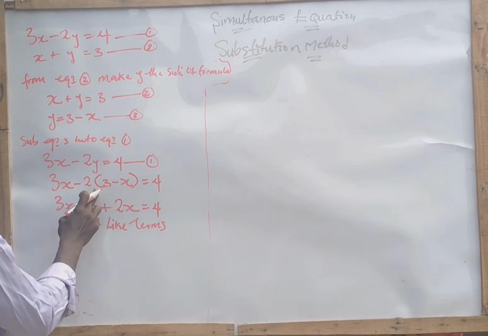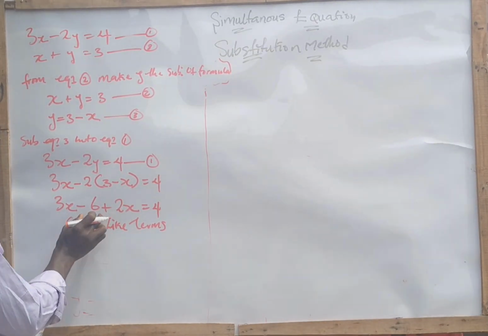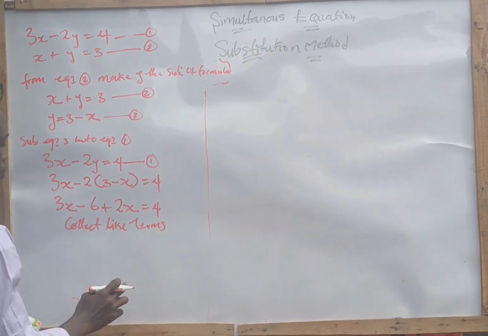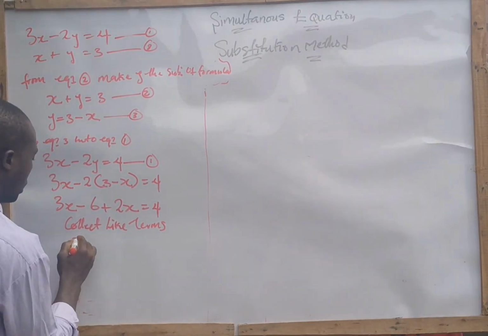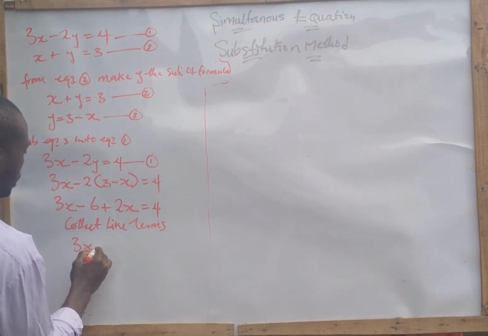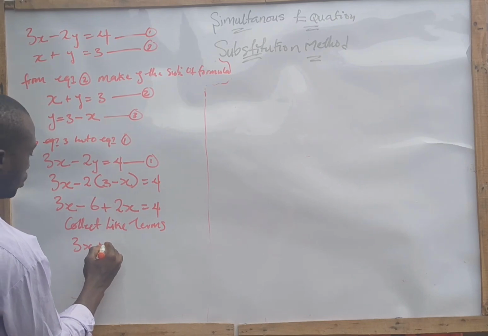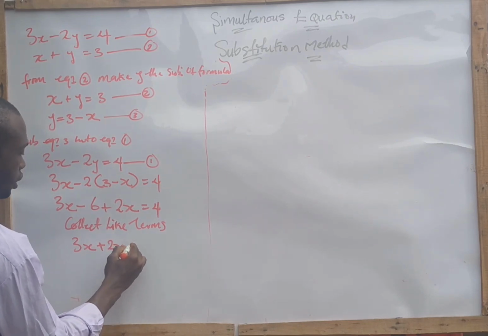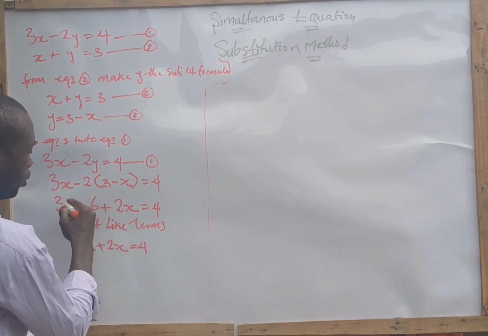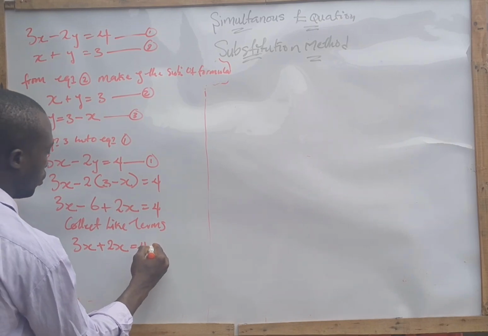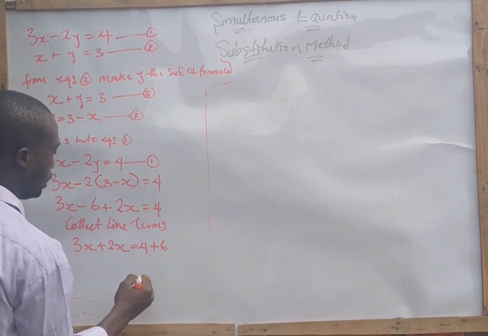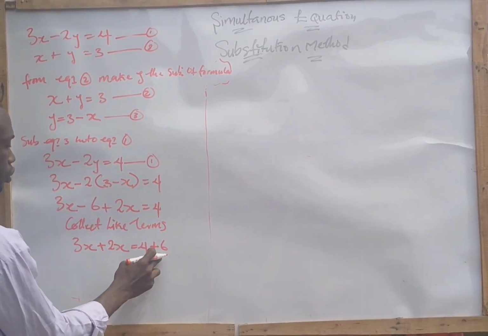All variables of x we bring to this side, and our constants we transfer to the other side. So we have 3x plus 2x equal to 4, transfer over what? To plus 6. When it is crossing, it becomes a plus.